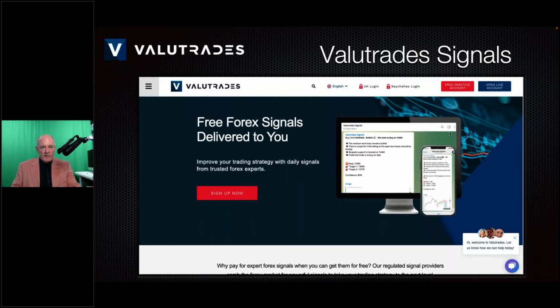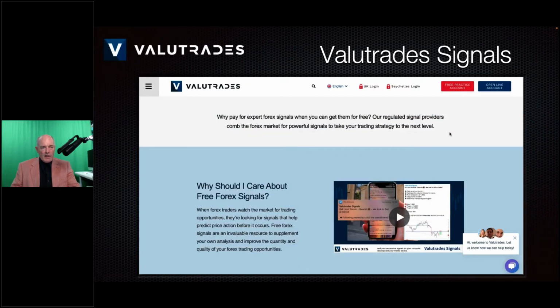And you can see also there's a Telegram group where you can get signals as well. And there's a lot of information and a video on the Valutrades website as to what the signals are about and basically why you should care. And again, I mentioned earlier, some people don't have the time to be analyzing the markets. We've got so much going on in our lives. Why not use the signals? It's a very valid way to trade.